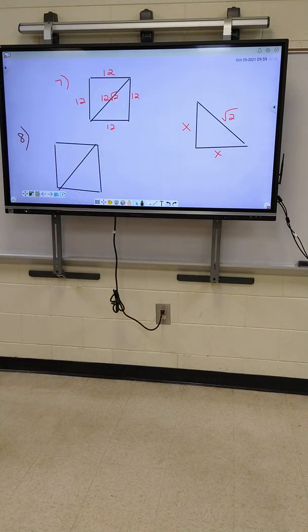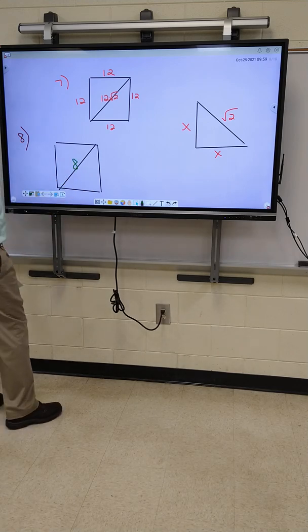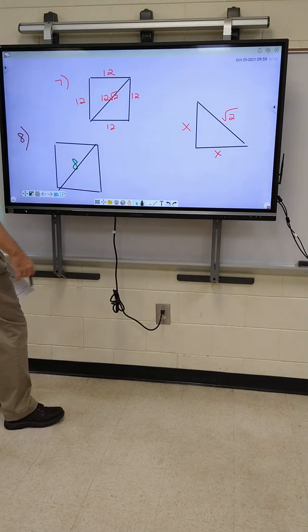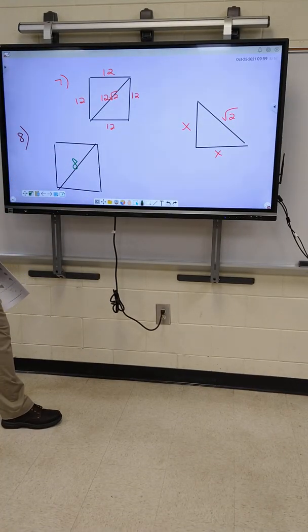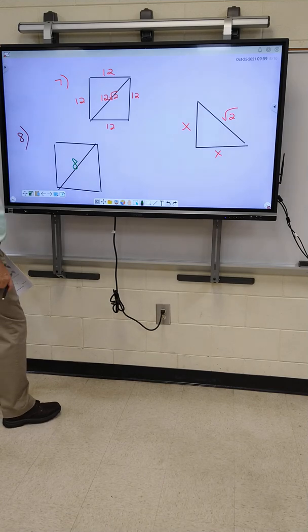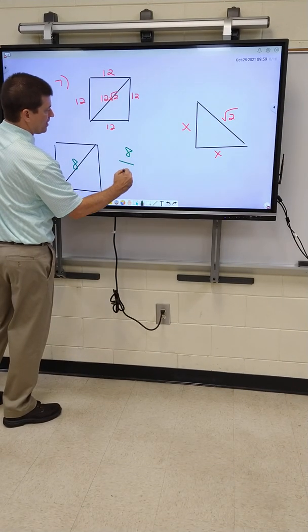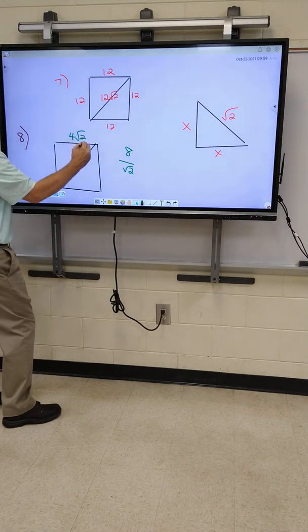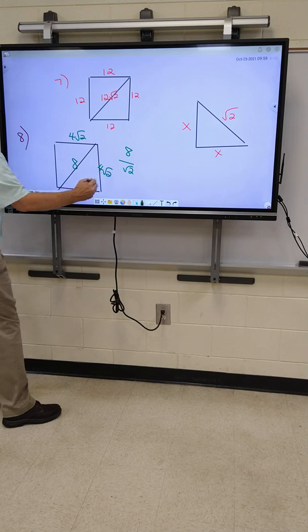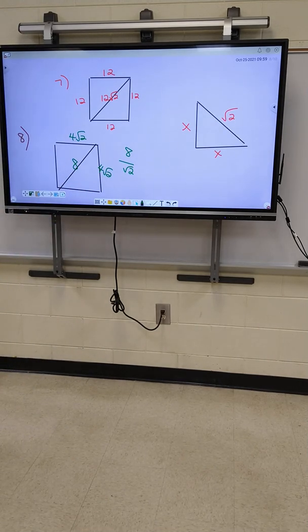All right, let's read 8. Find the length of a side of a square whose diagonal is 8 inches. So now our diagonal is 8. How can we use the formula now to find the sides of the legs? 8 divided by root 2 will give you the answer. Anna says it's 4 root 2. So that's 4 root 2 on every side for your answer.